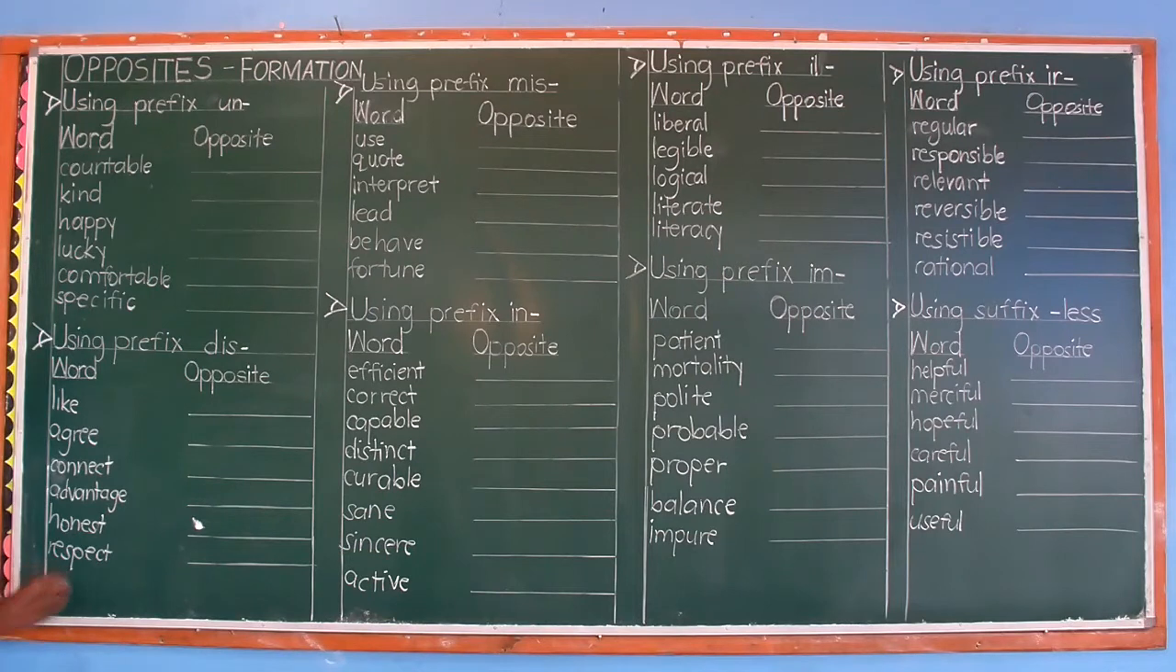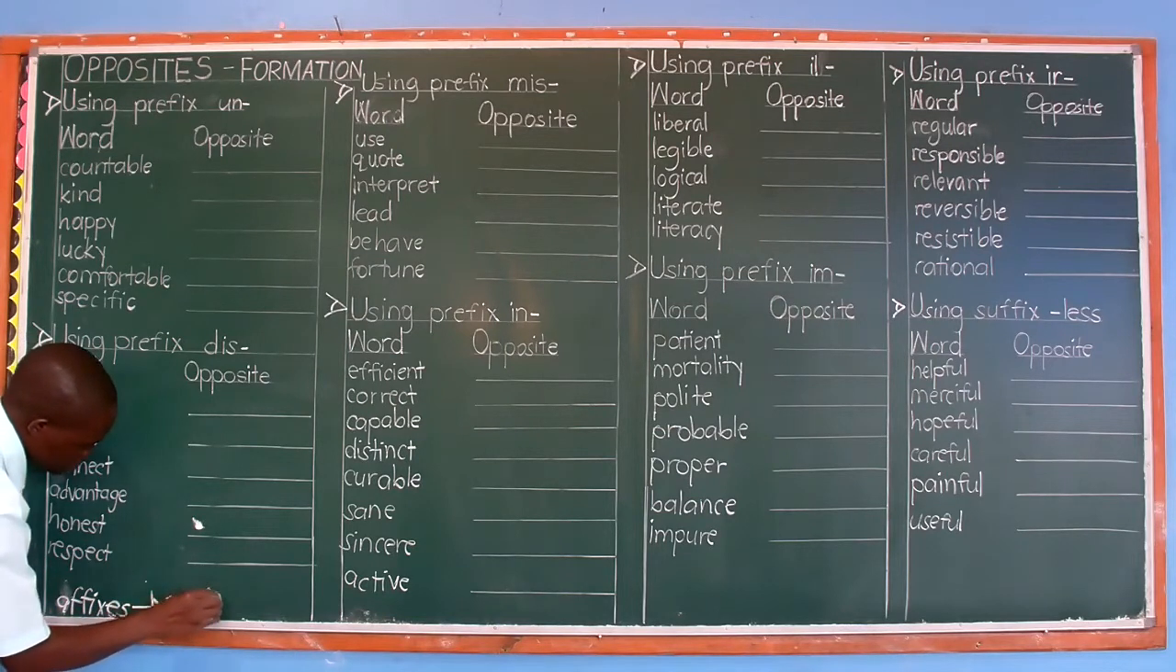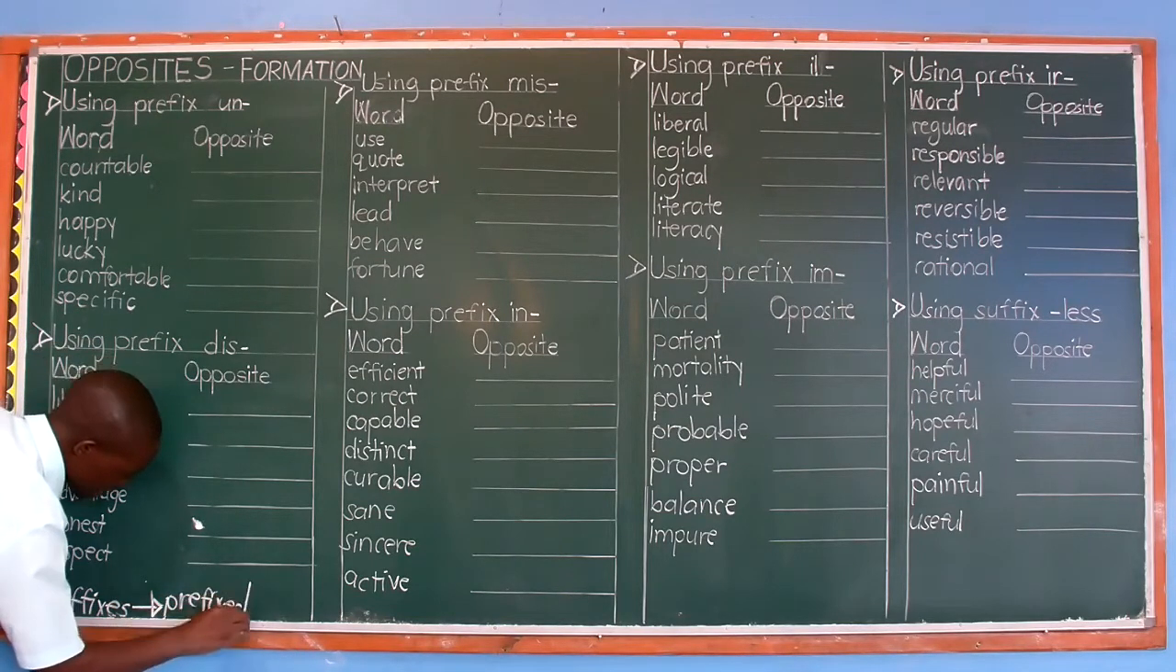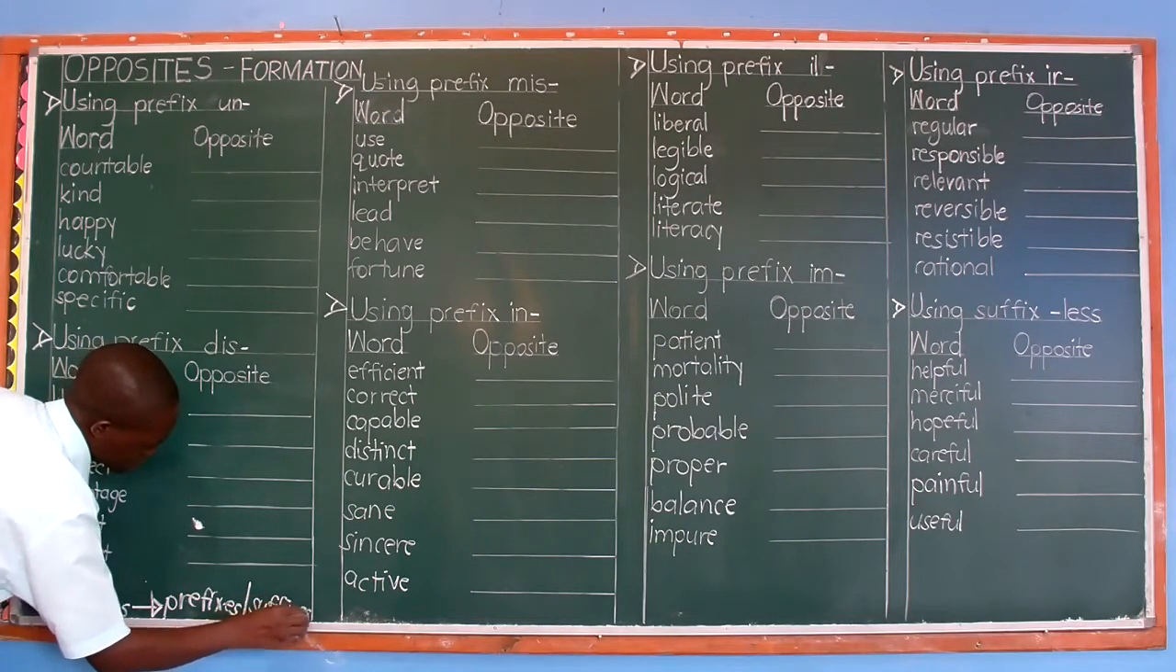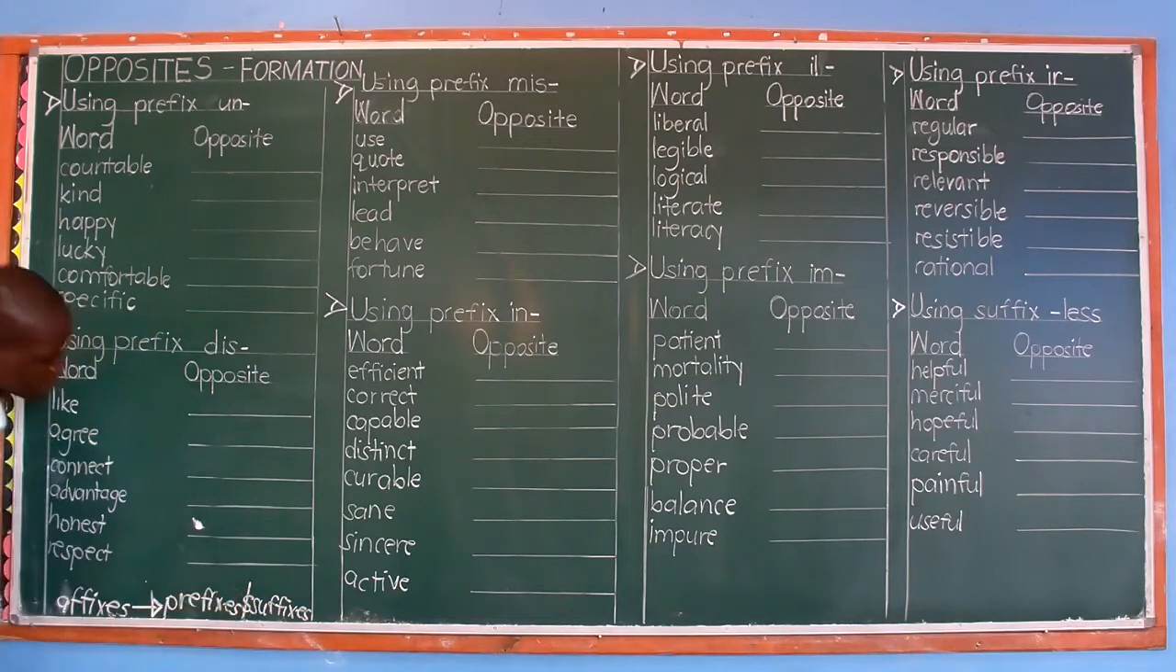Where should I write it? Okay, we have what we call affixes, small letter. Under affixes, we have what we call prefixes and suffixes. We have affixes, and under affixes we have two keywords, and these are prefixes and suffixes.